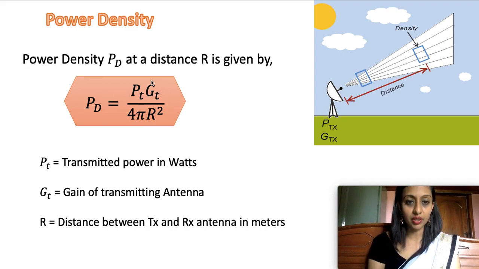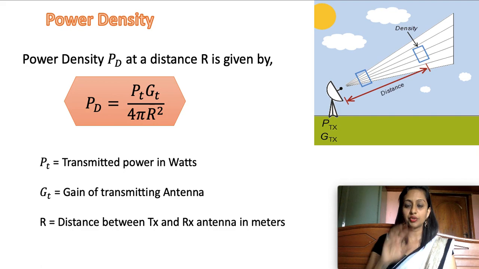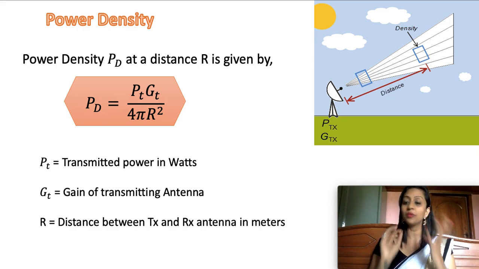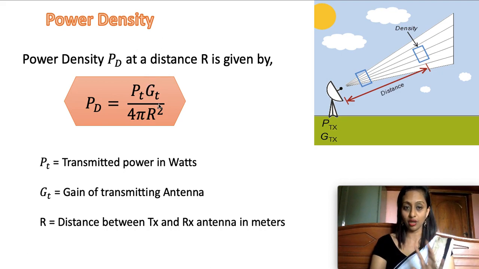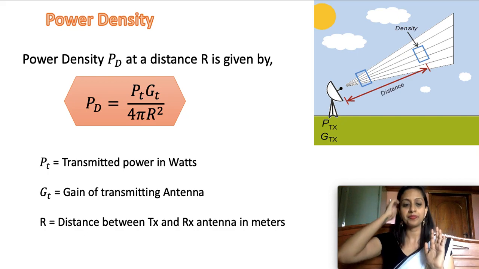This is a new term here, G_T, which speaks about the gain of an antenna. We will discuss the gain of an antenna in the next few slides, so I'll just come back to the power density at that time. If it is an omnidirectional antenna, the gain would be 1. So assuming this is 1 for now, power density depends upon two factors: what power I am transmitting and what is the distance at which I'm calculating the power density.